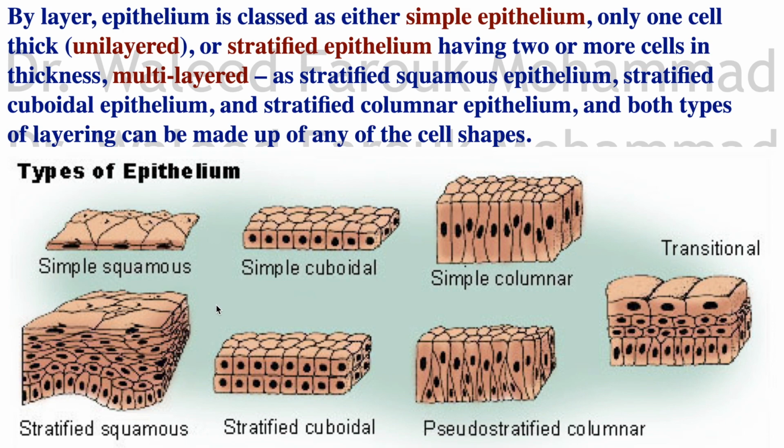And you usually classify the stratified epithelium according to the shape of the apical cells. See that here in this example is stratified squamous, this is stratified cuboidal, and there is no stratified columnar here. So you look at the shape of the apical cells and you can classify the epithelium.